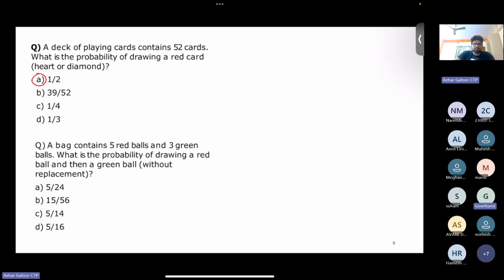By 56. Which one? B option. Yeah, B is the correct one.